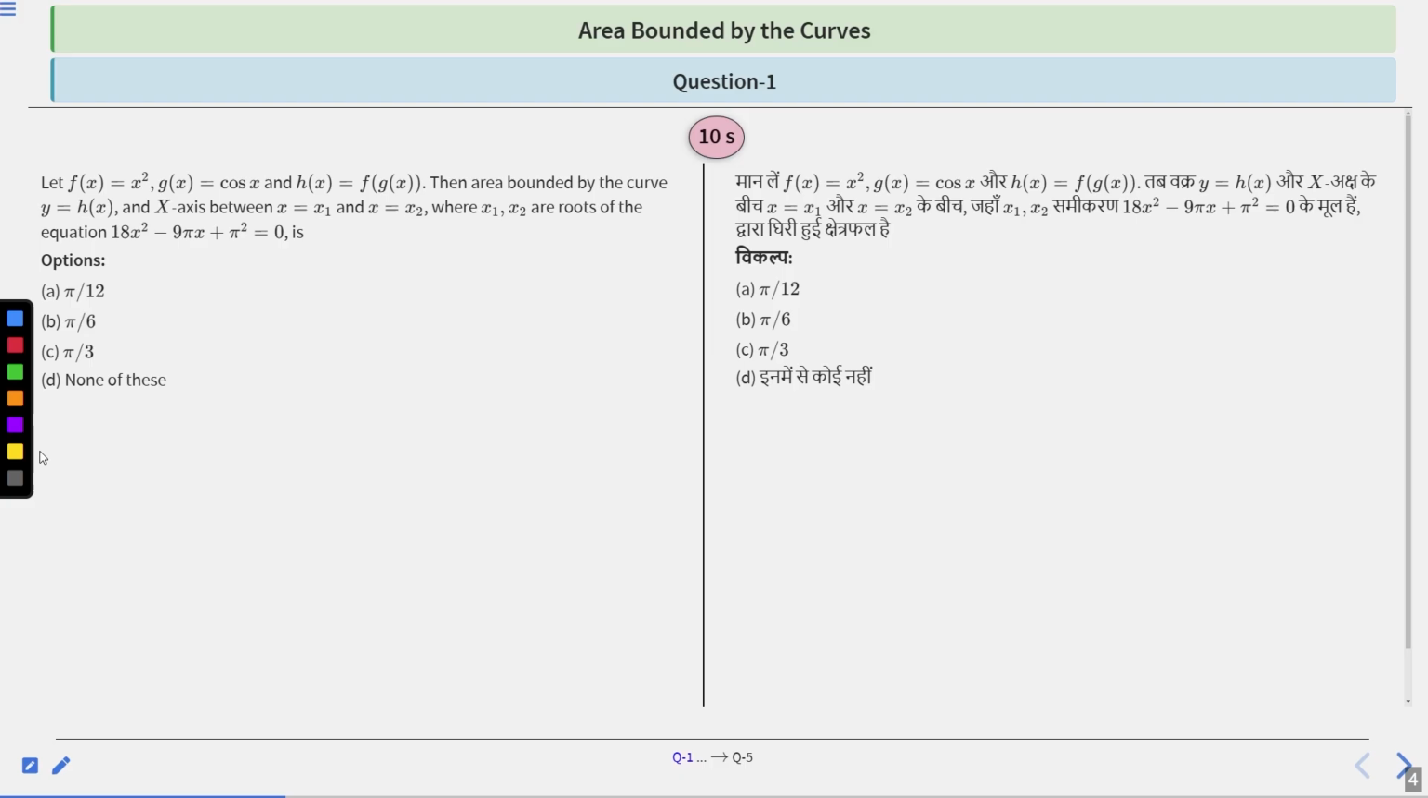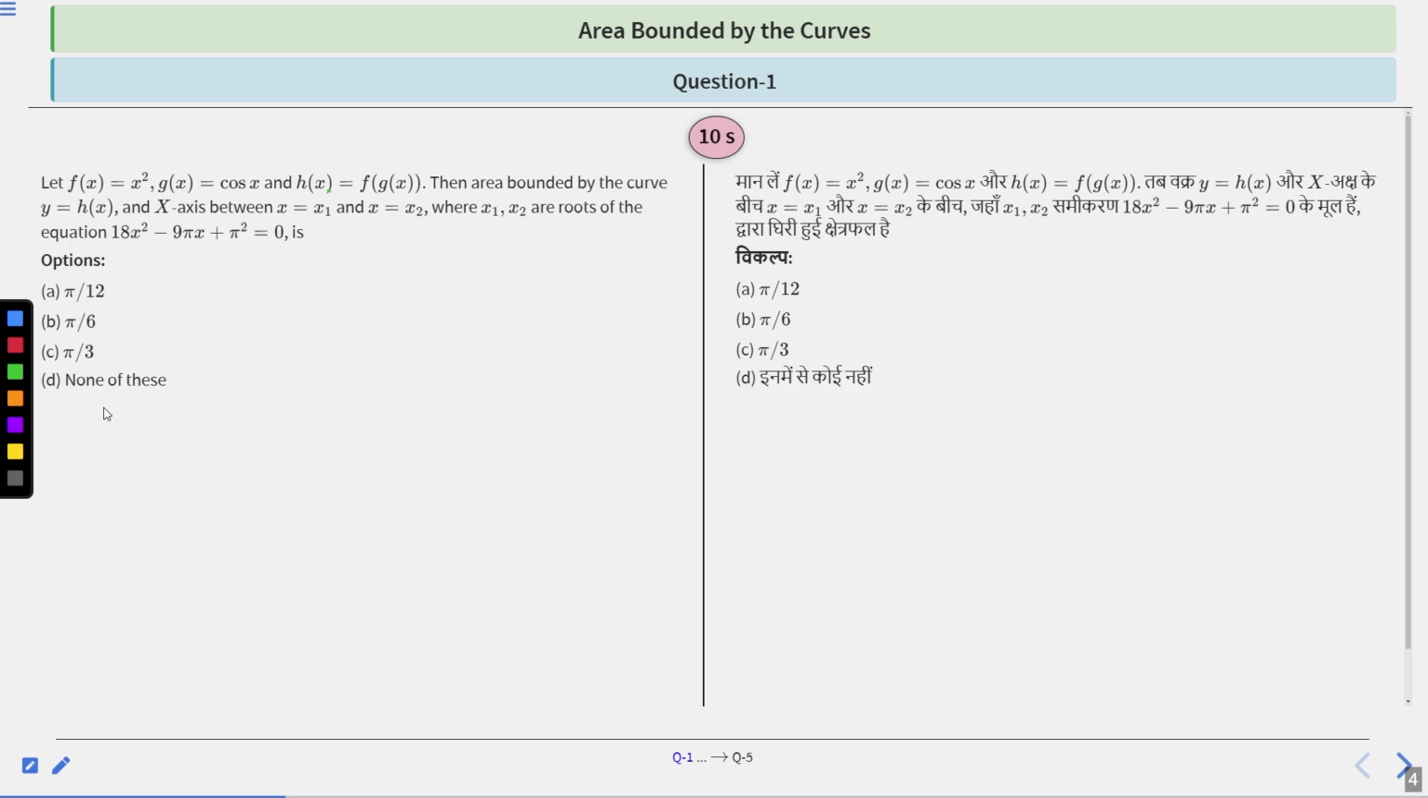See, what we have to do, the hint of this question is first, x1, x2 are basically roots of this equation. So first we will try to find the values of x1 and x2, right? And after that, we will try to calculate h(x), which is f of g(x). After we calculate h(x), we can calculate area under the curve, integration of h(x) dx from x1 to x2, right? And we know the value of x1, x2 by using this equation, okay? So in this way, you can try to approach this question.